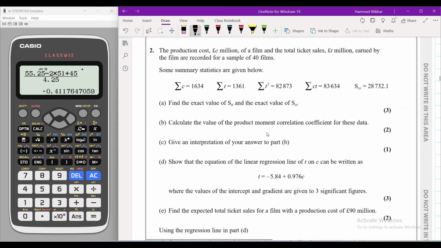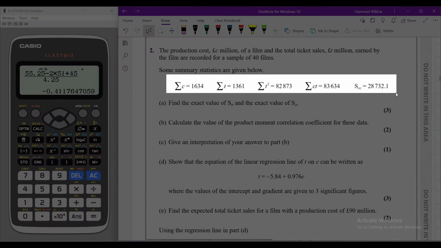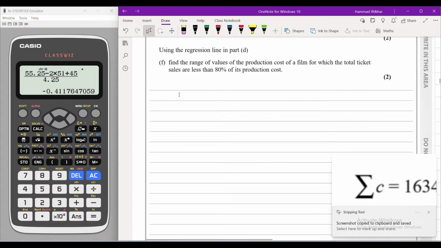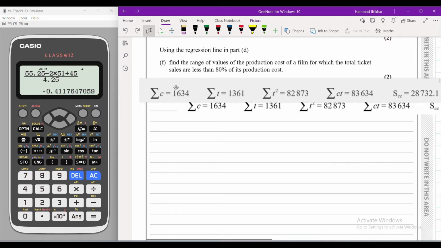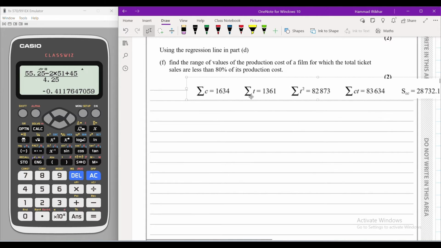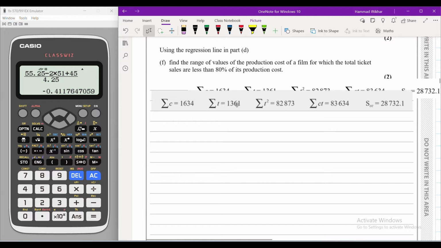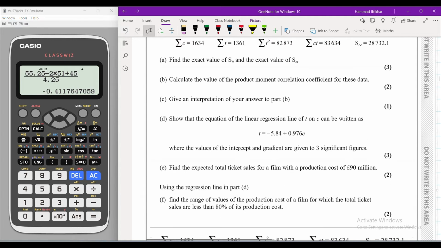The production cost C in million of a film and total ticket sales T million earned by the film are recorded for a sample of 40 films. Some summary statistics are given below. Find the value of STT and find the value of SCT. I'll just screenshot this and paste it below so I don't have to scroll up and down again.